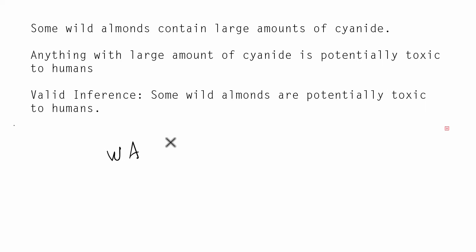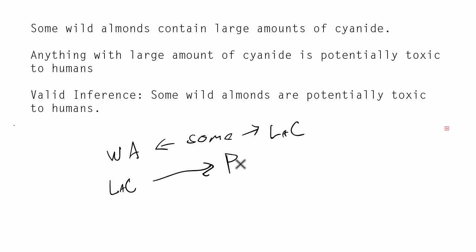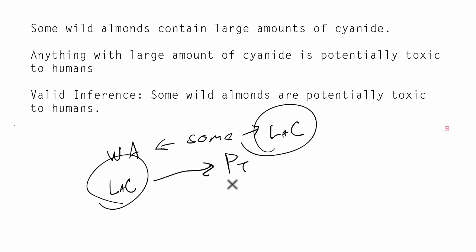Wild almonds, some are going to contain large amounts of cyanide. So large amounts of cyanide. And then we know that anything with large amounts of cyanide is potentially toxic to humans. So we can diagram that universal quantifier just as a conditional statement, potentially toxic. And then you see that you've got the shared terms here, right? So that's a tip-off that maybe you can make a combination inference.